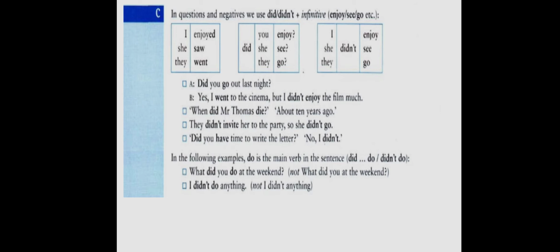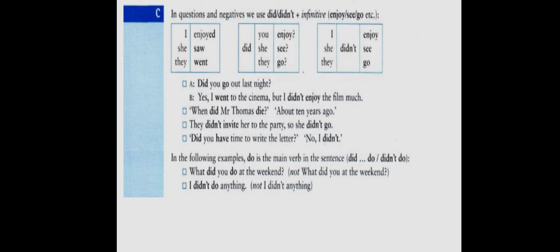So we use did in the beginning because it is a yes or no question, and the verb went becomes go. So the person says, yes, I went to the cinema. That means last night. So the verb here is in the past because it finished last night. We use went instead of go. But I didn't enjoy the film. The verb enjoy, last night in the past, so it is enjoyed. And to make it negative, it becomes I didn't enjoy.